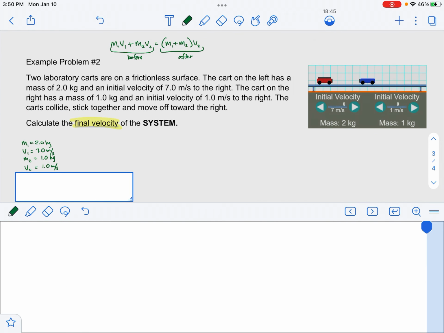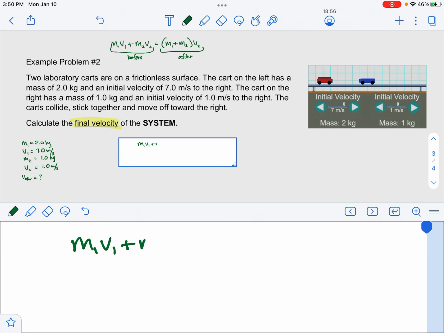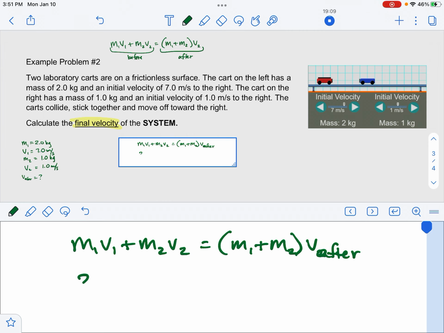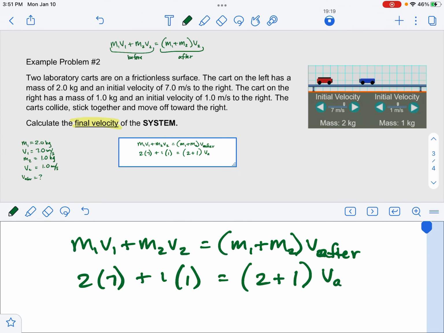So what are we looking for? We are looking for the velocity after the collision, right? So if I say M1V1 plus M2V2 is equal to, parentheses, M1 plus M2 times V, maybe I should make that say after. Let's plug in what we know. 2 times 7 plus 1 times 1 is equal to 2 plus 1 times V, and this is what we're trying to find.